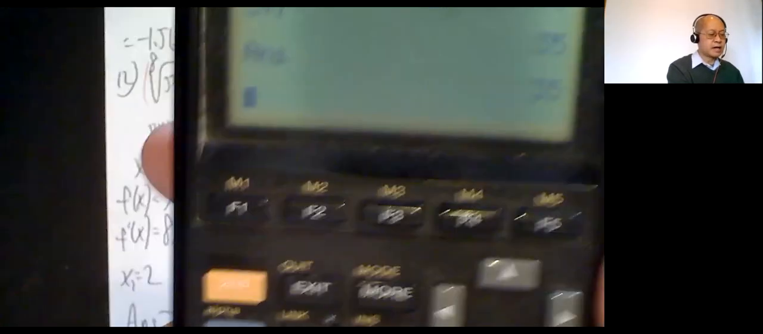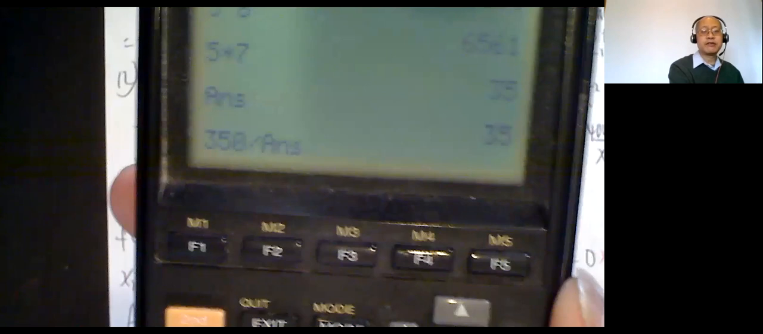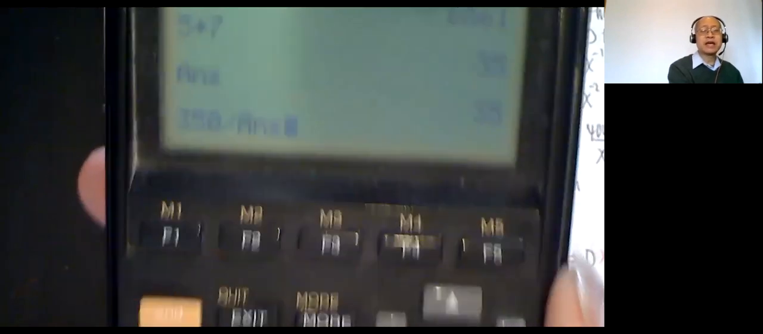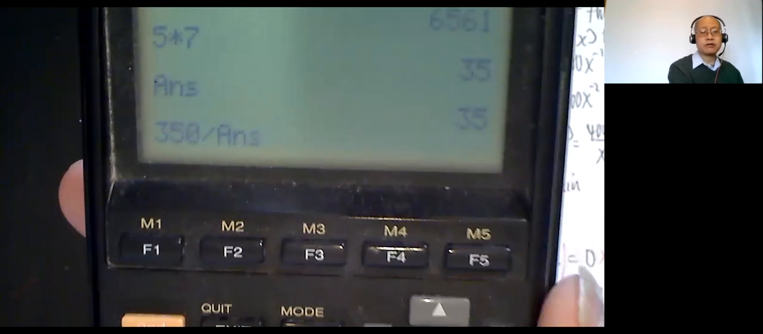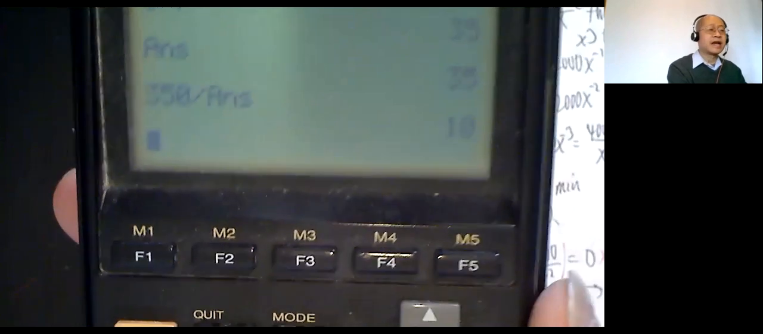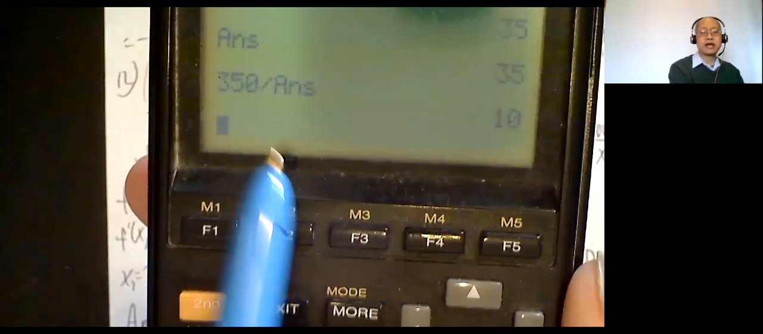So suppose I take 350 divided by 35, I know it's 10, right? But if I hit 350 divided by answer, to the calculator it's the same thing as if I type 350 divided by 35. So I expect the answer to be 10. And there it is. Now 10 is located in the answer button. So the last calculation is stored in a special spot in the calculator called answer, ANS.